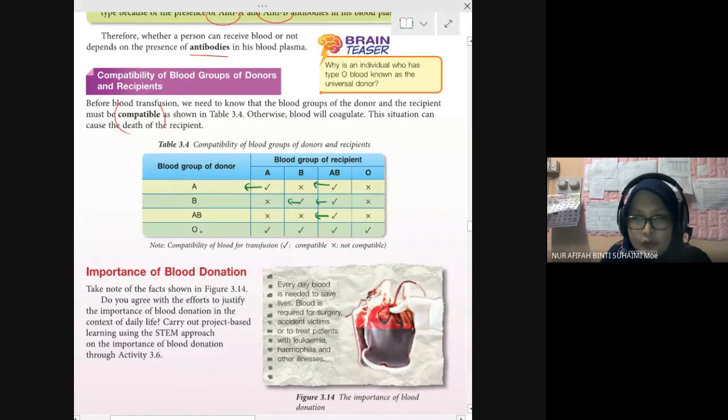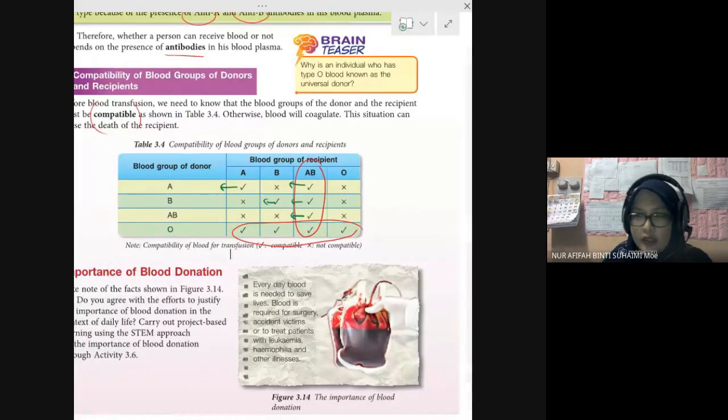And O can donate to all types of blood group because it has both anti-A and anti-B, so it can donate to all blood groups, A, B, AB, and O. So here we have two different groups. Okay, universal donor and universal recipient.